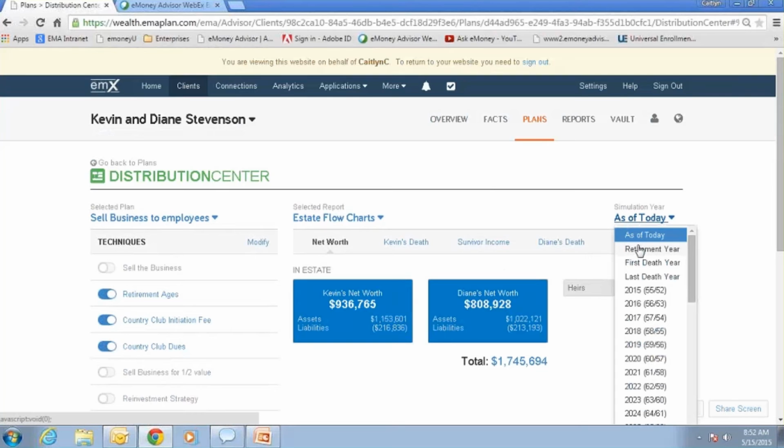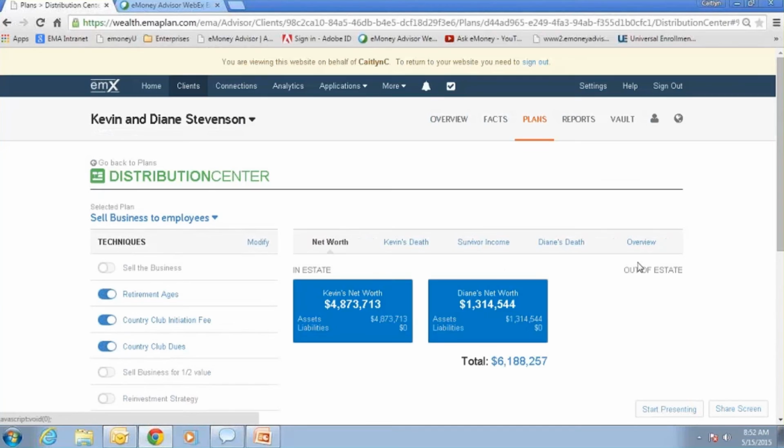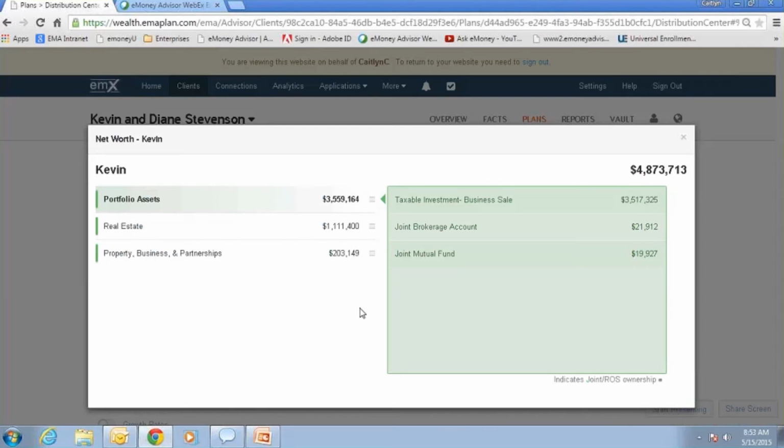So instead of as of today, I'm going to take a look at what it looks like in the first death year to get a really clear picture of what the estate will actually look like. And we can walk through what Kevin and Diane's net worth is going to look like in those years. These are great reports for visualization, because it allows your clients to understand what that net worth number means and what is making up that number. So if they ask, what is that $5 million comprised of, we can click right into it and see that portfolio assets, real estate, and business are primarily what's making up that particular net worth in that year.